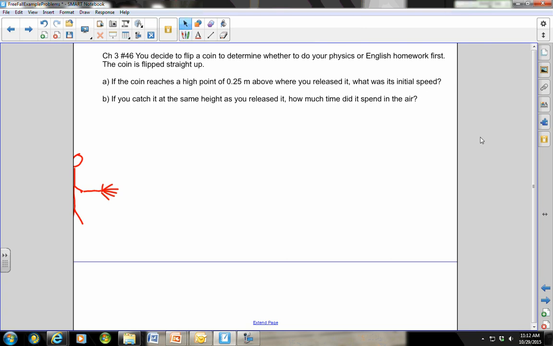Okay, so you have a coin. You're going to flip it. It's going to start here, maybe. Okay. And when it leaves your hand, it's moving fast. And then it rises up to some peak. And then so it goes upward first. And then it comes back down and ends up back in your hand. Okay. There's a trick that you use when you do these.